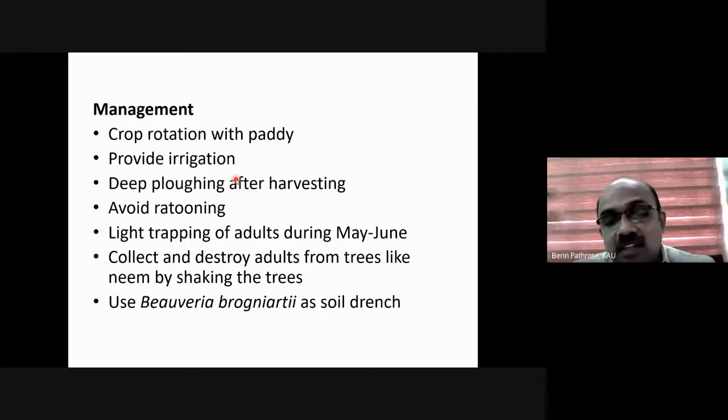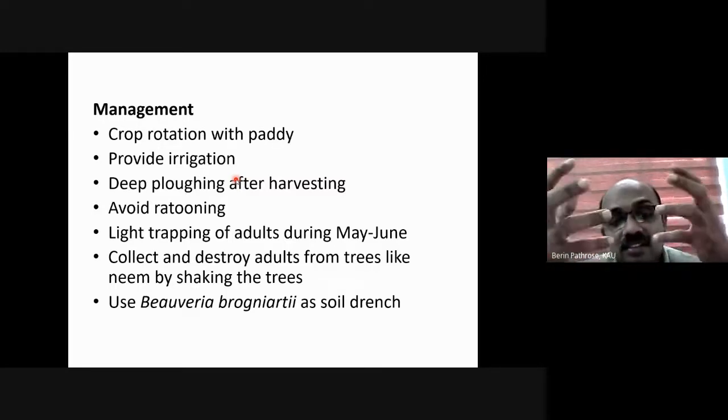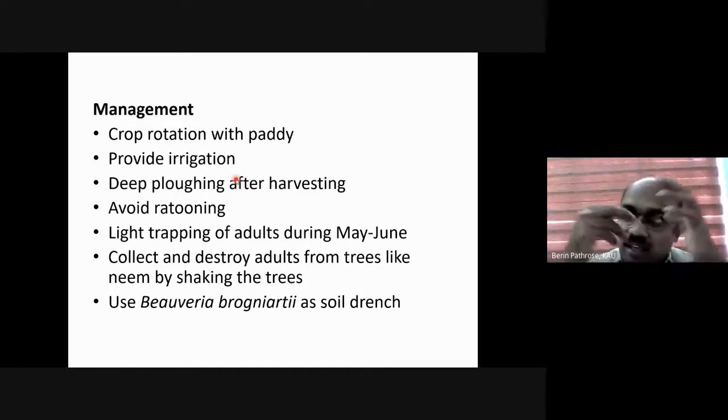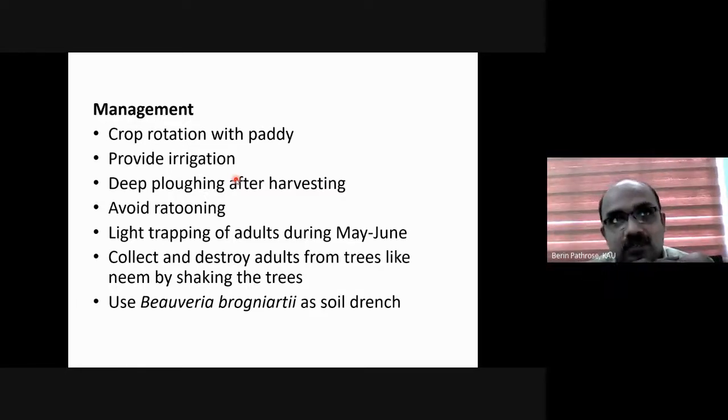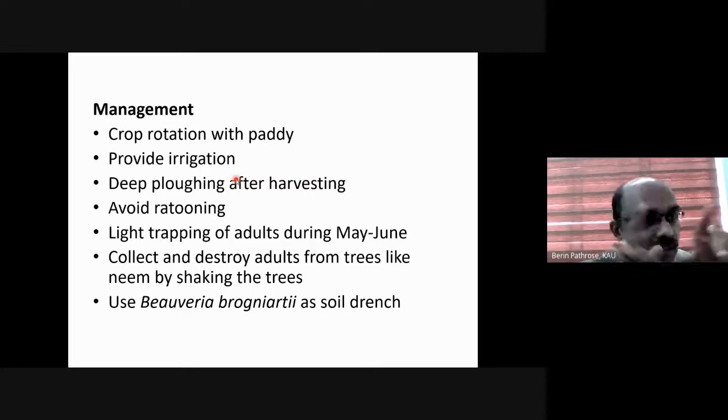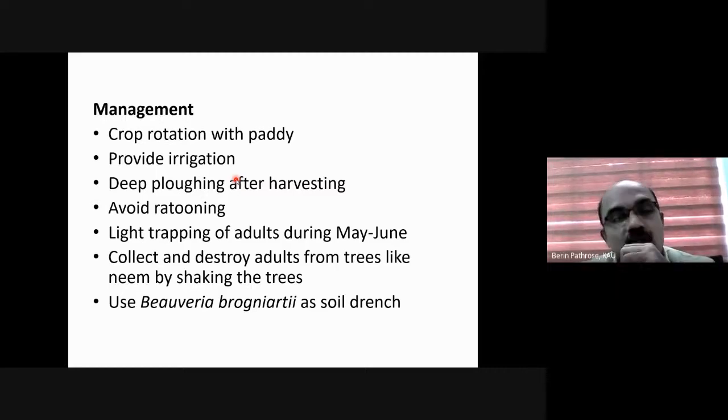And I told you the adults get congregated in trees like neem. We can shake the trees, collect and destroy the adults. And one fungal pathogen, entomopathogenic fungi, Beauveria brongniartii, is found to be effective against white grub. We can use it as soil application, but it's not that effective in soil. It has huge capacity to survive. It's not that Beauveria brongniartii is not an effective pathogen. It is that the survival ability of these root grubs is very high.